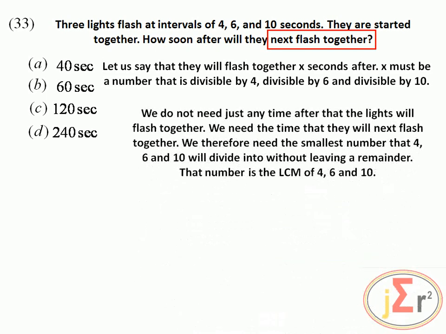We do not need just any time after that the lights will flash together. We need the time that they will next flash together. So we have it here, next flash together. We therefore need the smallest number that 4, 6, and 10 will divide into without leaving a remainder. That number is the LCM of 4, 6, and 10.